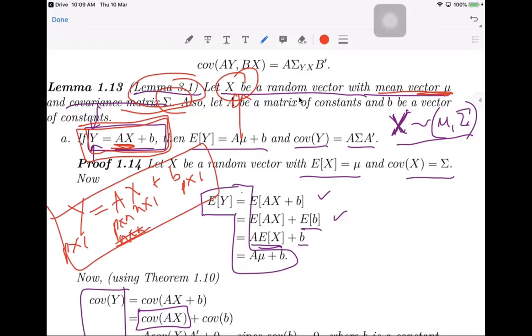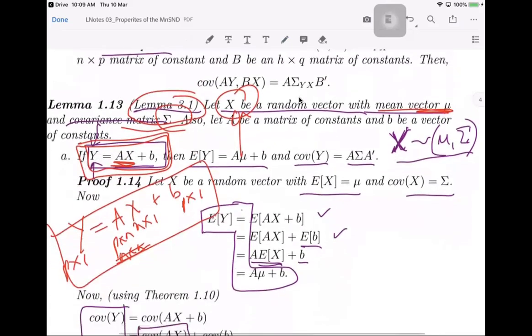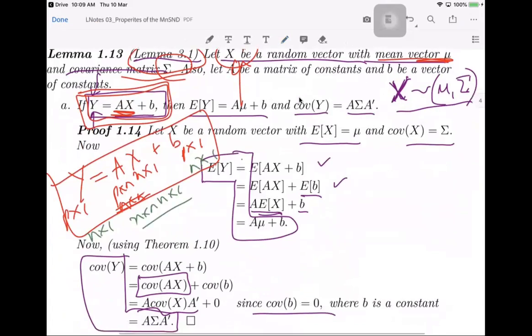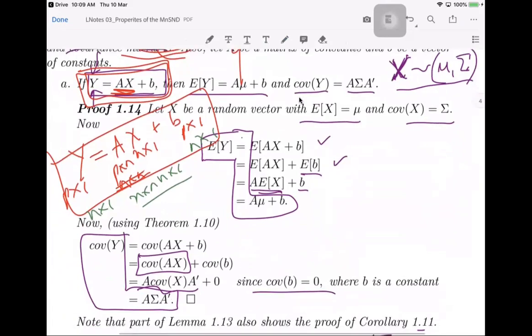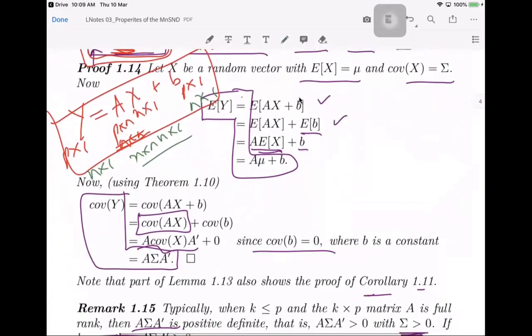If your A here is n by n, then your vector X here should be n by 1. And the result is n by 1, so your B here should be n by 1. Are you following? Did you understand? Yes, ma'am. So as long as in your transformation of your random vector, everything here should be conformable.